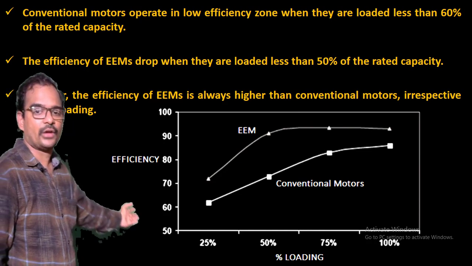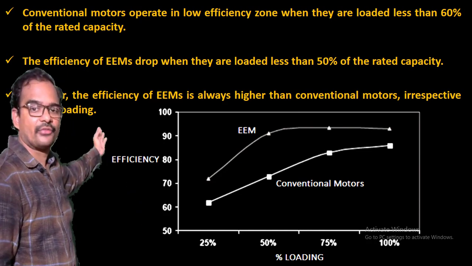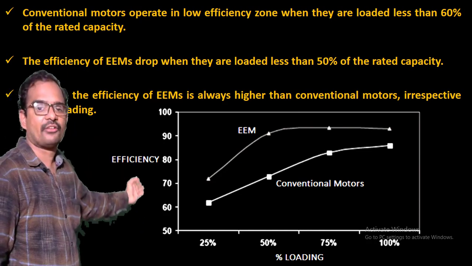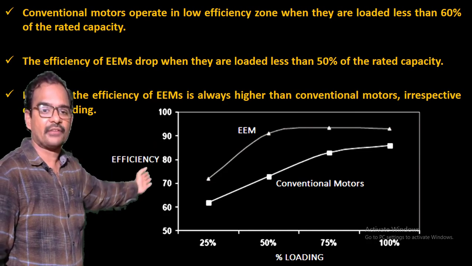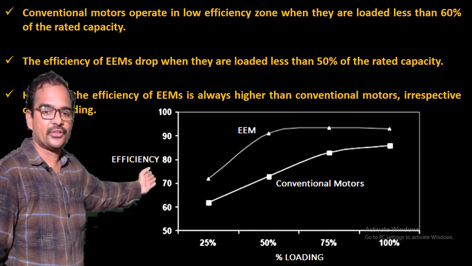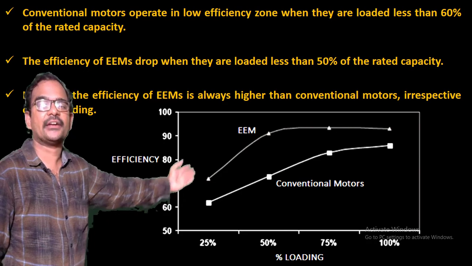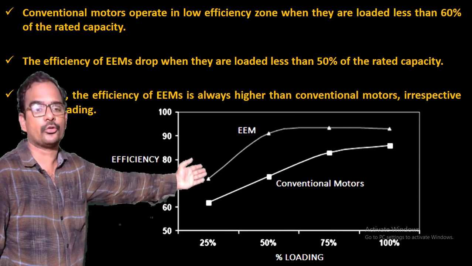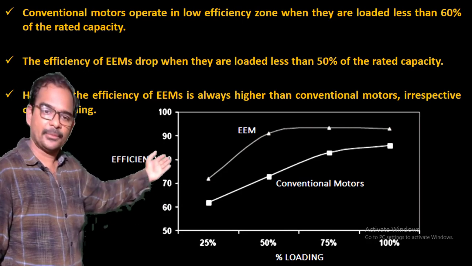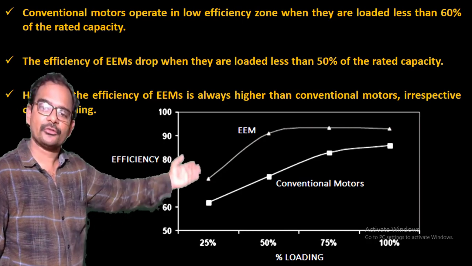On the x-axis you have the percentage loading, on the y-axis you have the efficiency. Let's draw the graph for conventional motors. So for conventional motors, at 25%, 50%, 75% and 100% loading. 100% loading means full load. 25% means partial load. 50% is also partial load, and 75% is also a partial load.